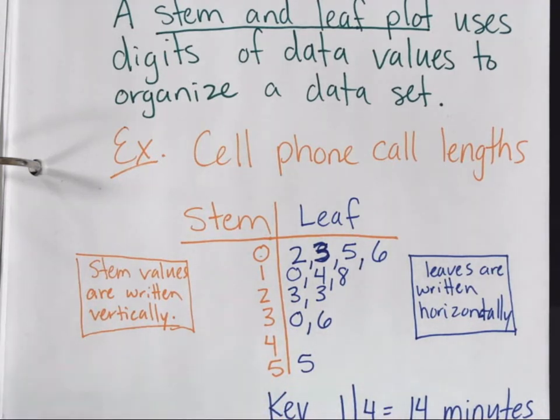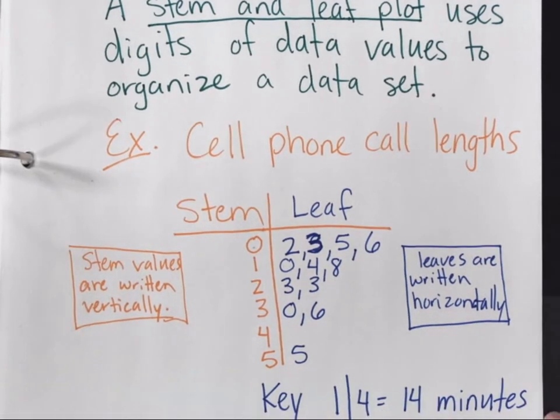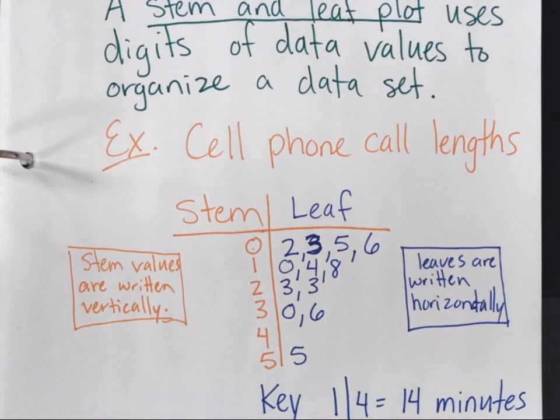So, I want you to practice. I'm going to put a stem and leaf plot data set up on the board. I'm going to put 2 of them, and I want you to create a stem and leaf plot, and then I want you to find the mean, the median, and the mode of those stem and leaf plots.